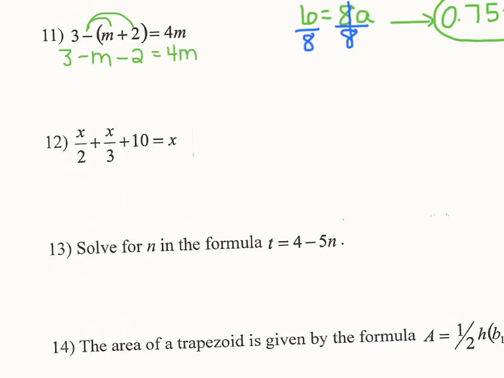So now I would combine the 3 and the negative 2. Now remember that 3 in front is a positive 3. So 3 minus 2 is 1. And then I still have a negative m equals 4m.